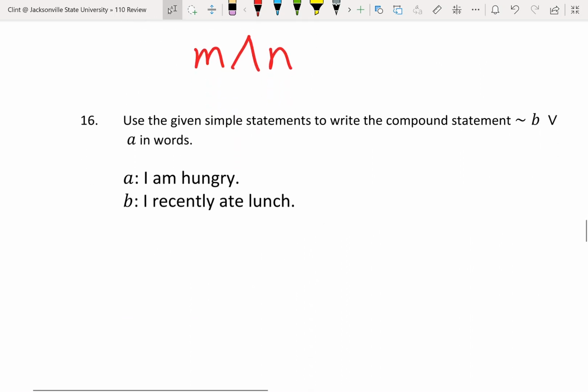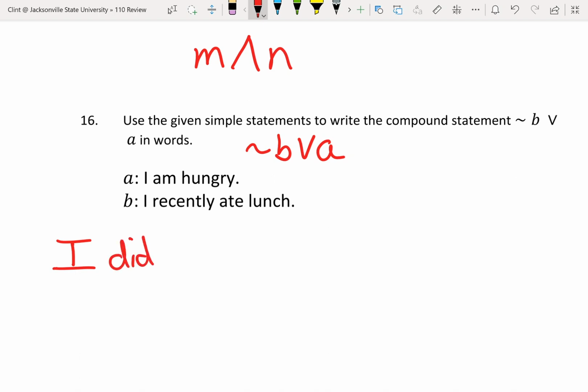16, uh-oh, it split it up, and here's the whole thing so you can see it all at once. It says use the given simple statements to write the compound statement in words. Okay, so we start off with squiggle B. The squiggle means negation. So if we negate B, B is I recently ate lunch. So we'll say I did not, or didn't, recently eat lunch. That's our negation of B.